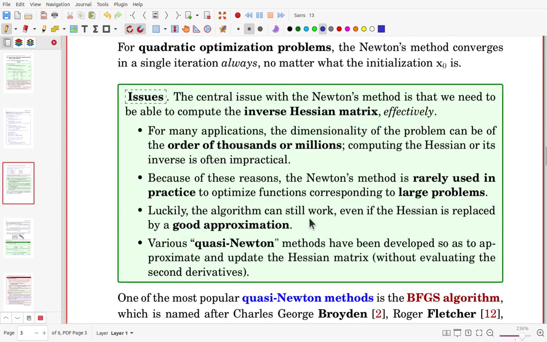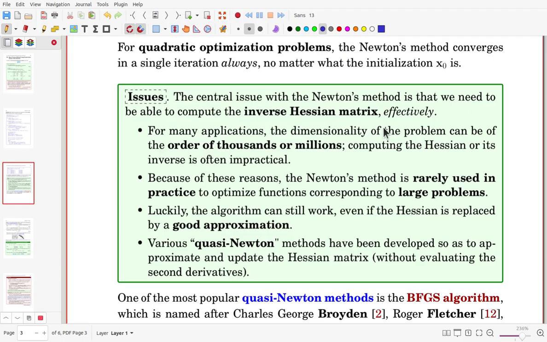Here are the issues. The central issue with the Newton method is that we need to be able to compute the inverse of the Hessian matrix effectively. For many applications, the dimensionality of the problem can be on the order of 1,000 or millions. So computing the Hessian or its inverse is often impractical. Because of these reasons, the Newton method is not well used in practice to optimize large problems.